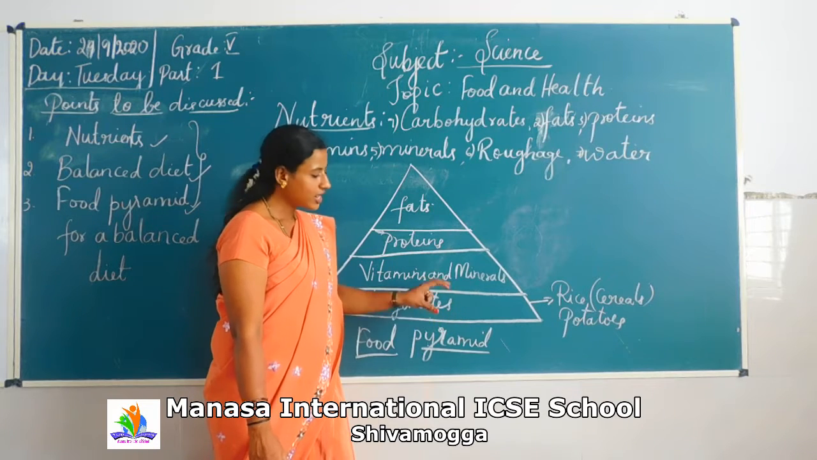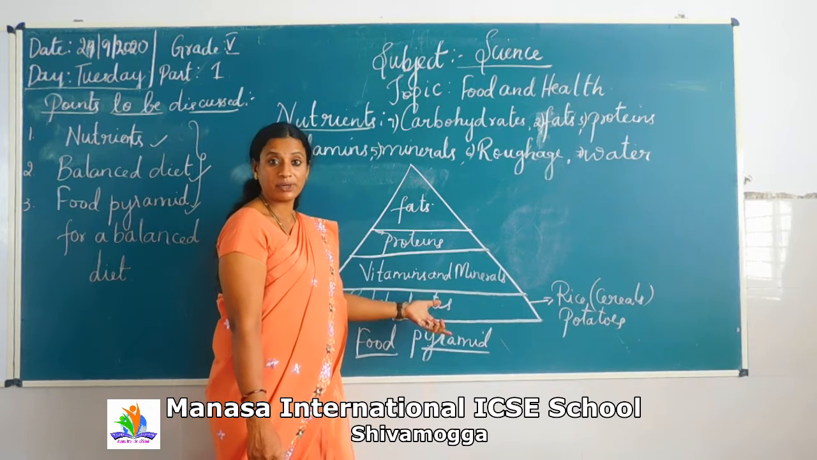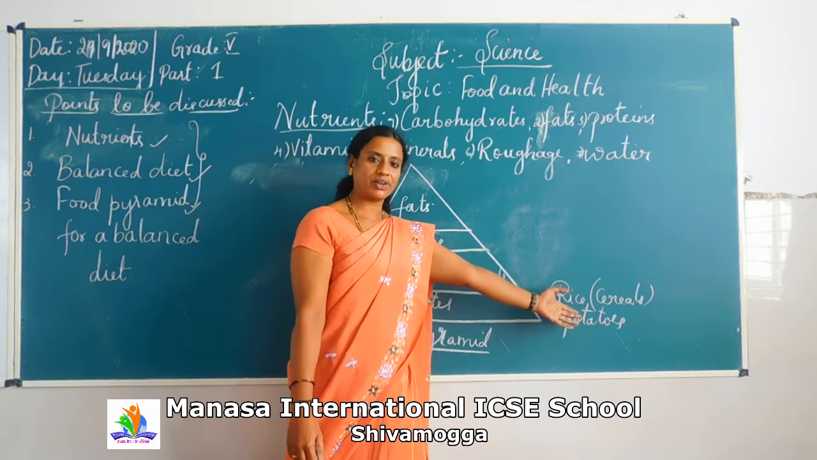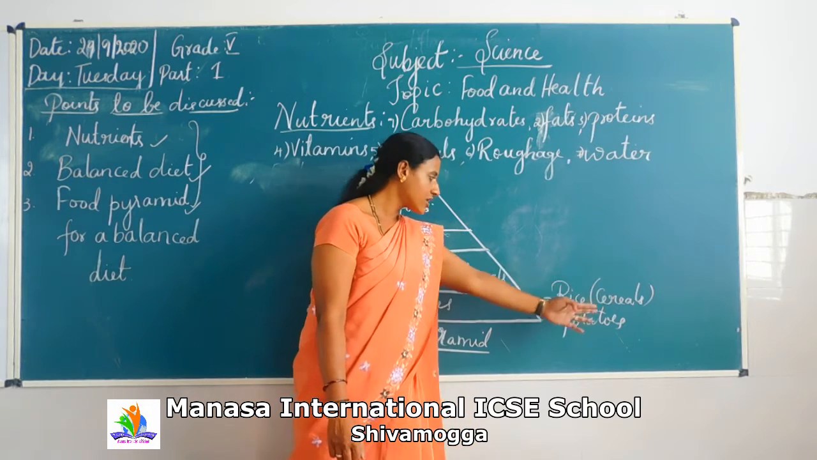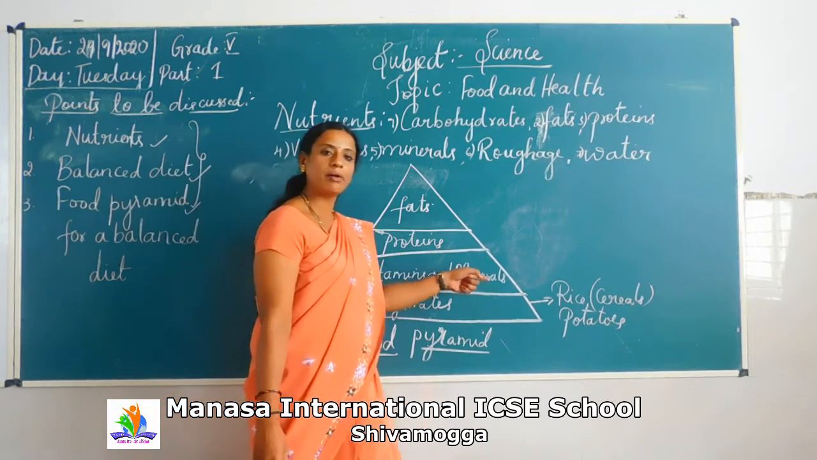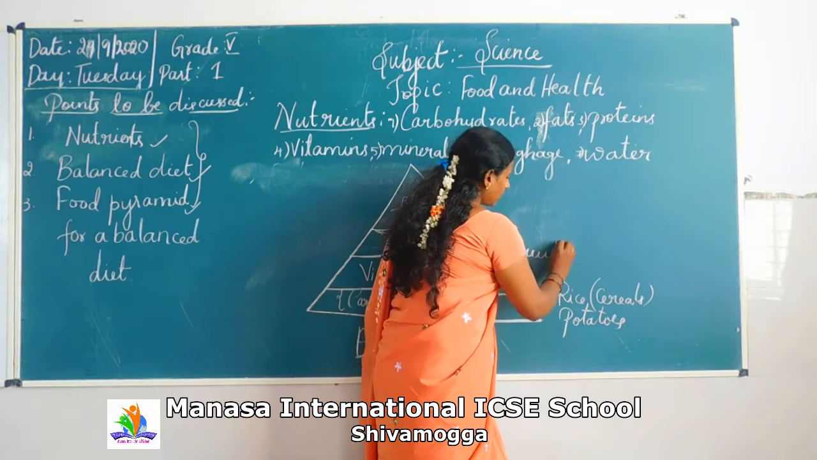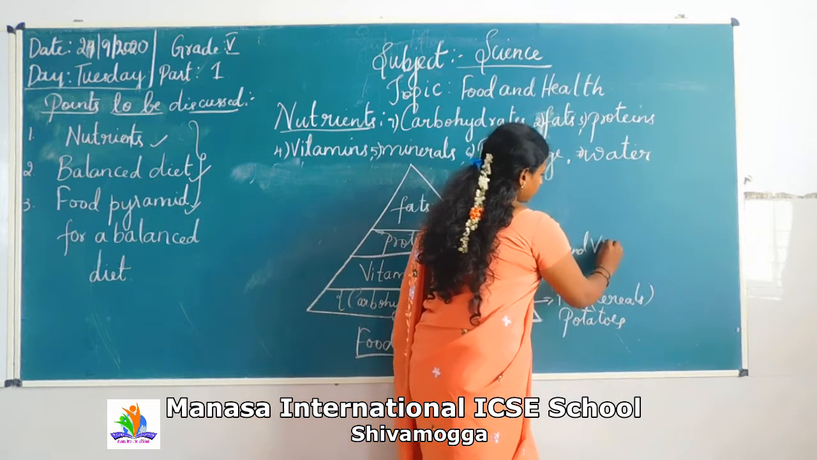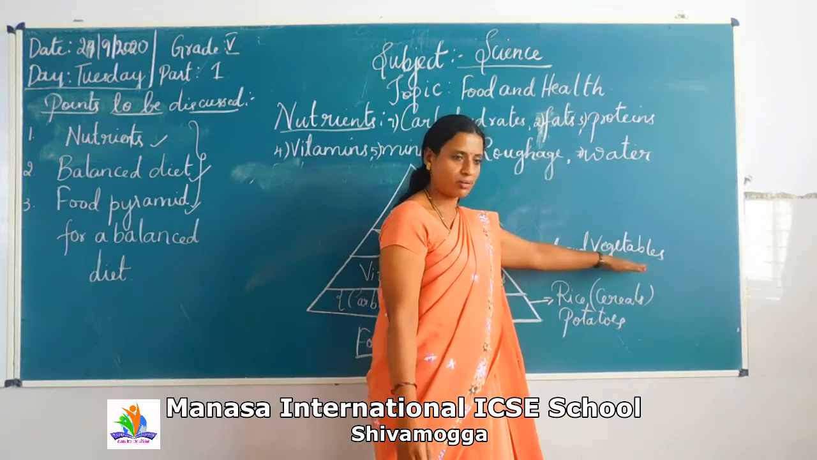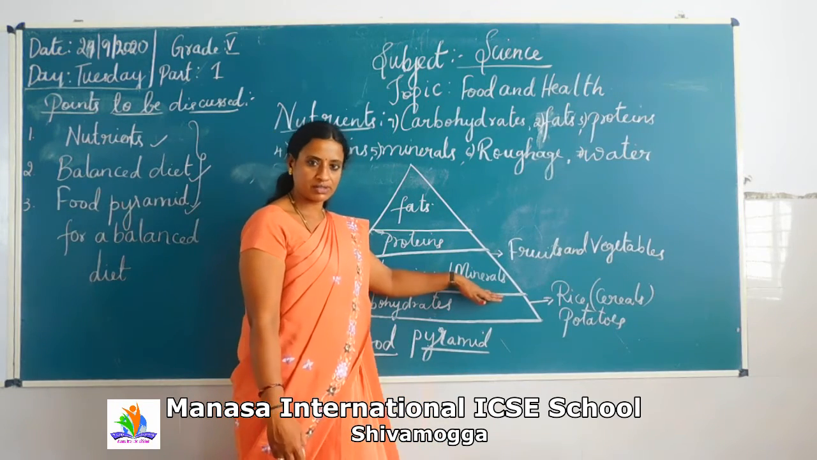What does it mean? This means that the intake of carbohydrates should be surplus, it should be more every day. And which food items are enriched with carbohydrates? They are the different types of cereals and also potatoes. The next priority is given to vitamins and minerals, and these are found in good fruits and vegetables, that too green leafy vegetables. So these foodstuffs are enriched with vitamins and minerals.